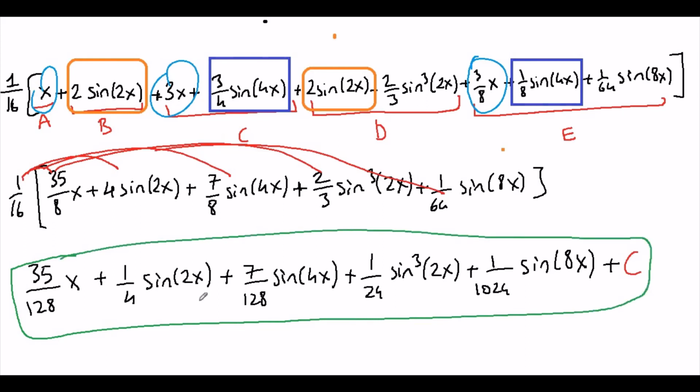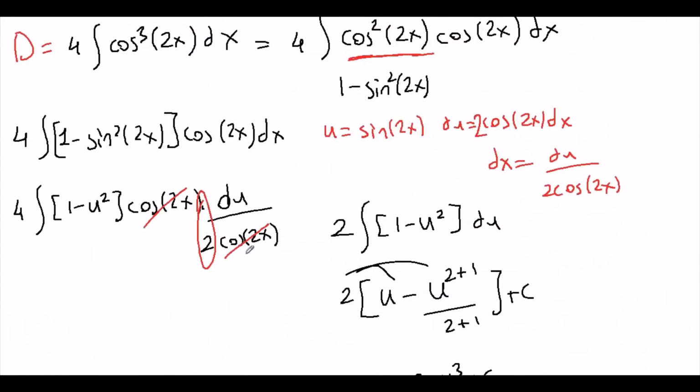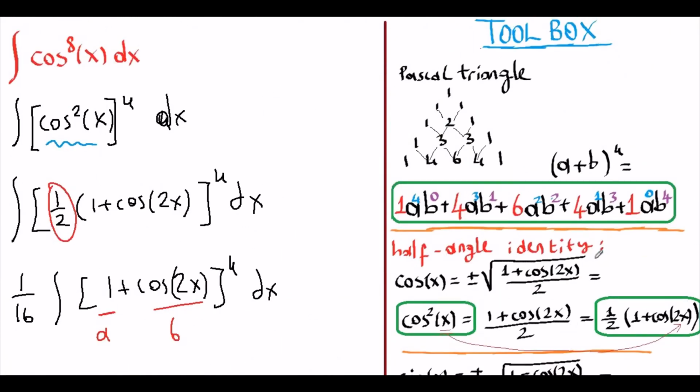So once you label them correctly, follow the guidelines, track the numbers correctly, and use the correct tools, you can integrate cosine to the eighth of x.